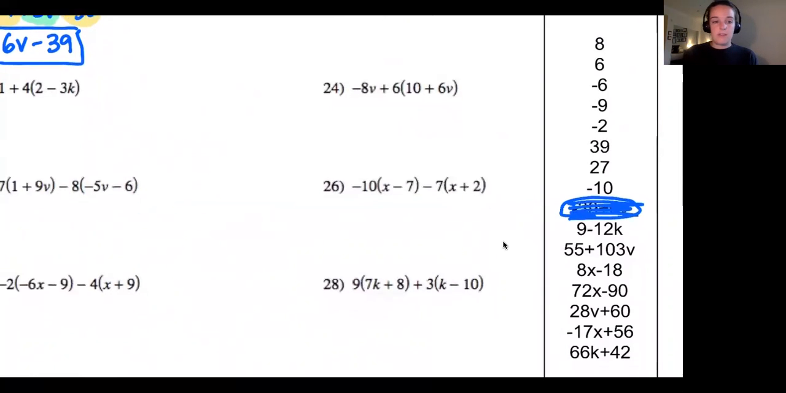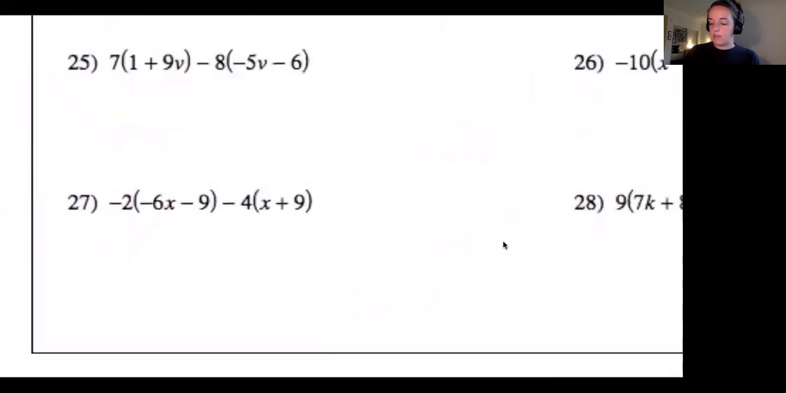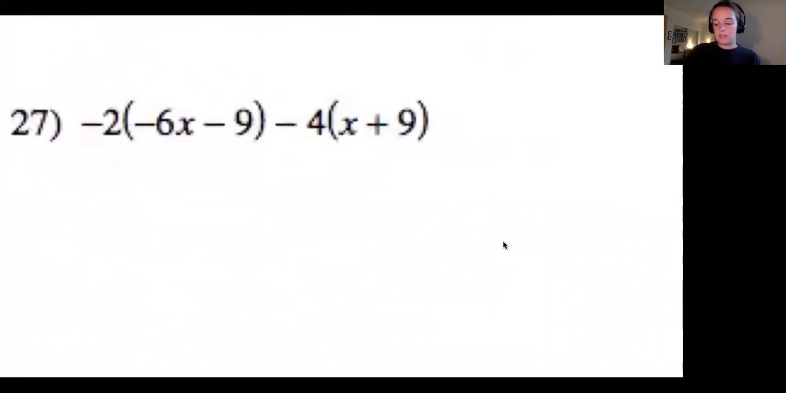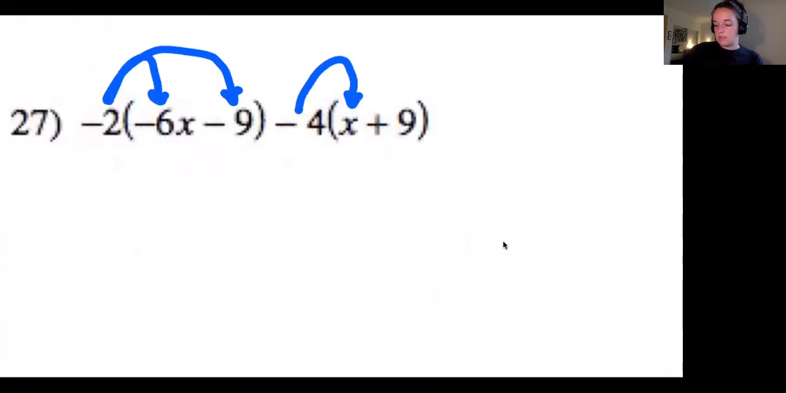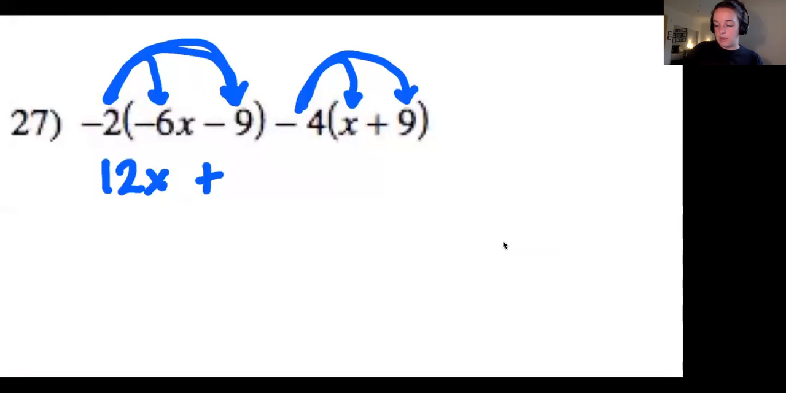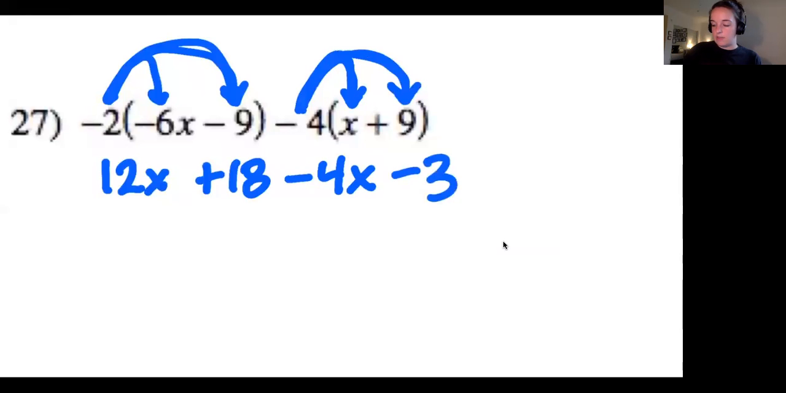Okay. If you're looking at one of these down here, like 27, where they have 2 sets of parentheses, you're just going to distribute in like this. Each of them is like that. Right, so you're going to end up with 4 things. -2 times -6x would be positive 12x. -2 times -9 would be 18. -4 times positive x would be -4x. -4 times positive 9 would be -36.